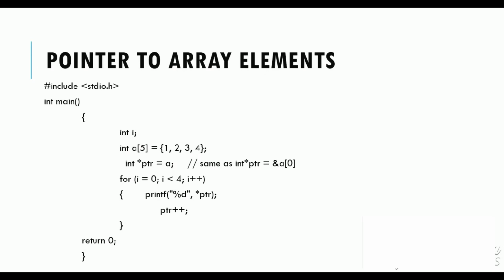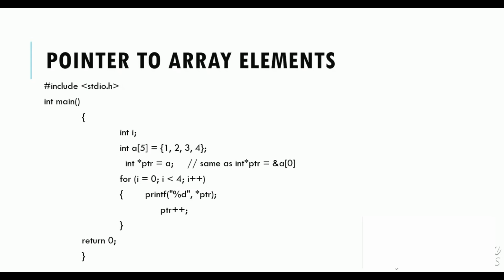Now with each increment, the pointer moves from the first address to the second, that is 1, 2, 3 and 4. So this program gives an output of 1 2 3 and 4. Here you can see that the pointer ptr is storing the address of the first array element, and it prints the whole array with ptr plus plus. So this is how the pointer to array elements concept works. I hope I have been clear and loud for the whole concept.